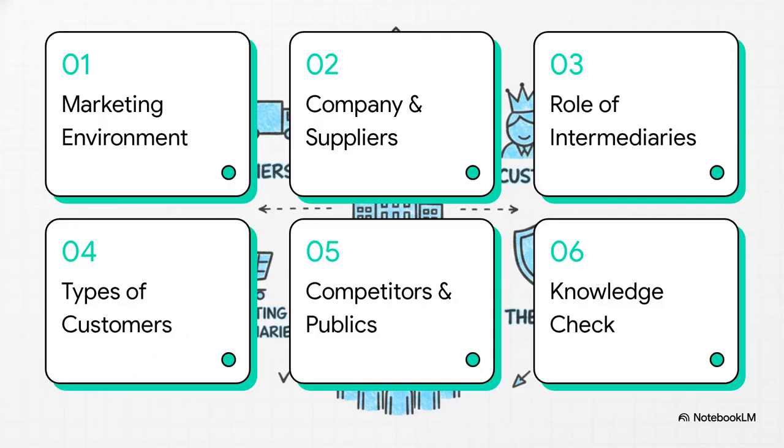Okay, let's dive right into our syllabus for today. First, defining the marketing environment. Second, the company and suppliers. Third, the role of intermediaries. Fourth, 5 types of customers. Fifth, competitors and the publics. And finally, a quick microenvironment knowledge check.